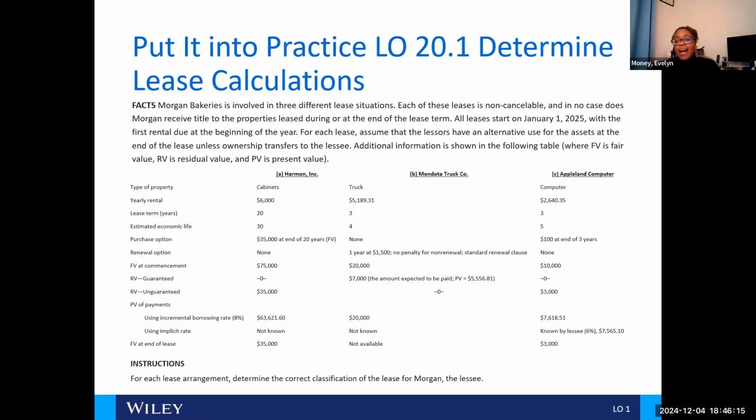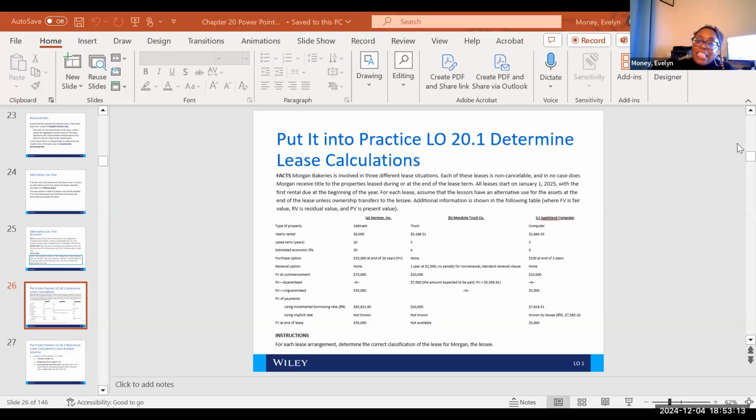All right, try the Apple Land computer lease. Try that one on your own, and then you can put your answers in the chat as to whether or not you think it is a finance lease or an operating lease. And if it is a finance lease, tell me which test was met. It is a finance lease, and it is because of the bargain purchase option.